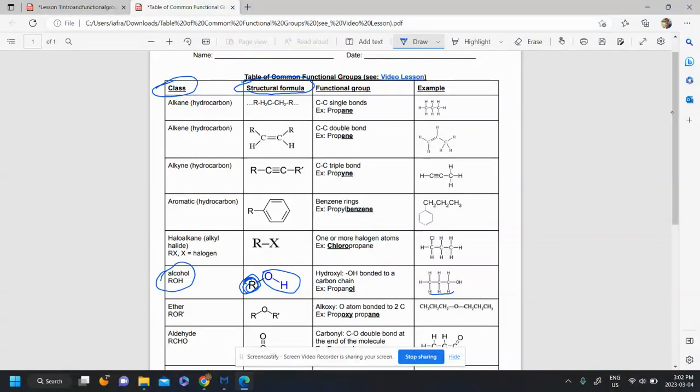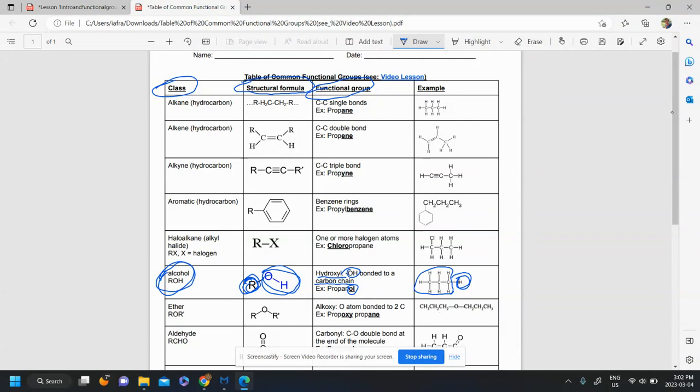So for example, this over here would be the R group. And then next to the R group, which is the carbon chain, you have your functional group, which is the OH in this situation. And so if you contain the OH functional group, you're part of the alcohol family. The name of the OH functional group is called hydroxyl, and it's an OH bonded to a carbon chain. And the example that you can see here is when you have the OH, the molecule is called propanol.